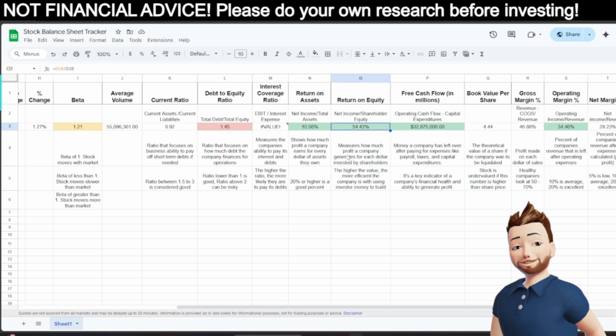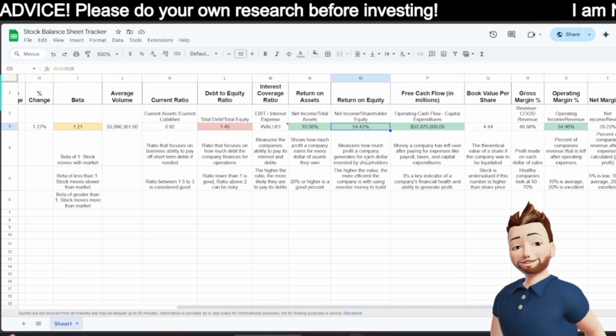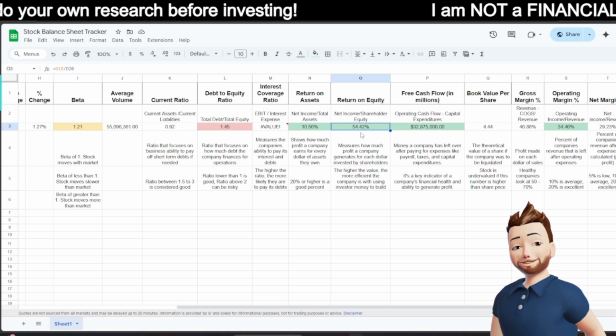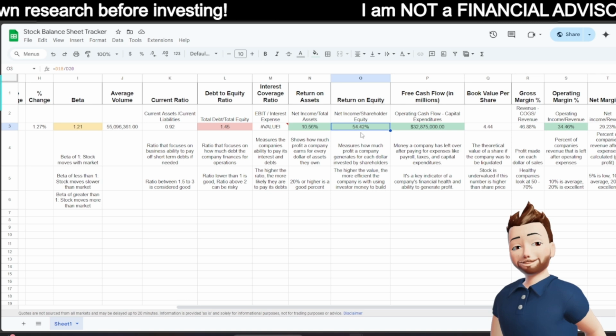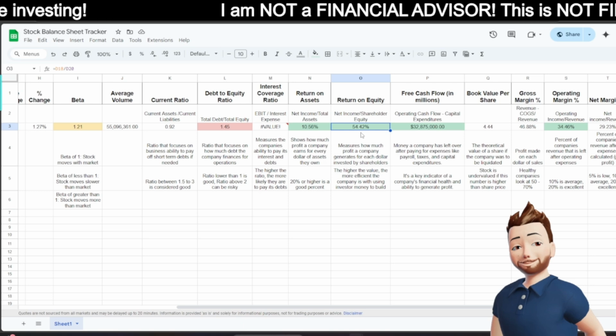Then you're looking at a really good return on equity, which is how much profit a company generates for each dollar invested by shareholders. 54% is really, really good. Basically, you put in $1, and you're hoping to get a little bit more than half of that back in terms of how much profit they make. Very, very good to see.